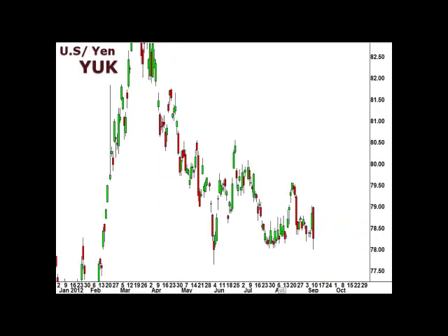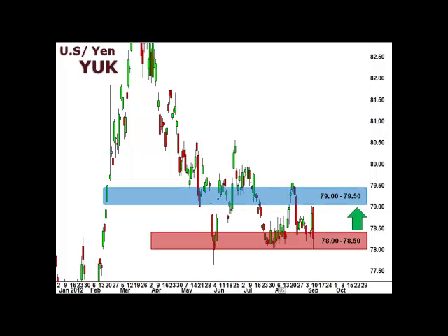Next up, the U.S. dollar versus the Japanese yen is seen here in the YUK. Well, the YUK is back down testing 78 for support. We are open to a bounce higher with 79.5 acting as resistance. A break below 78 opens the window for a continuation to the downside.